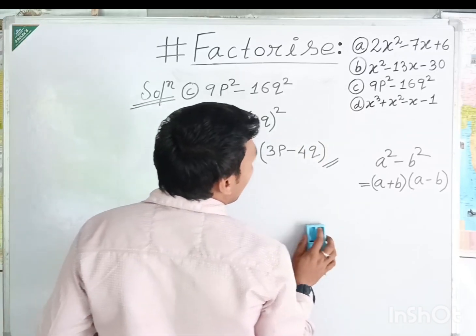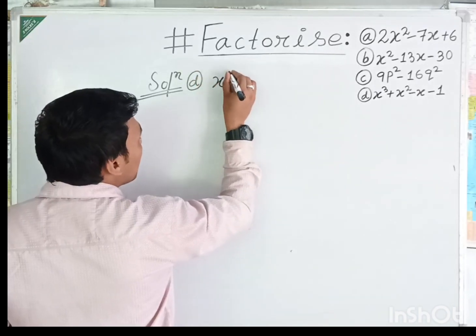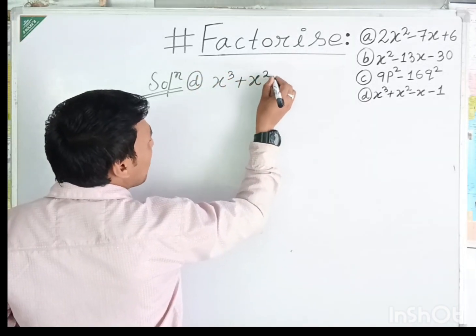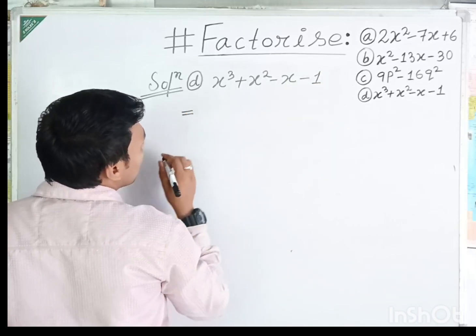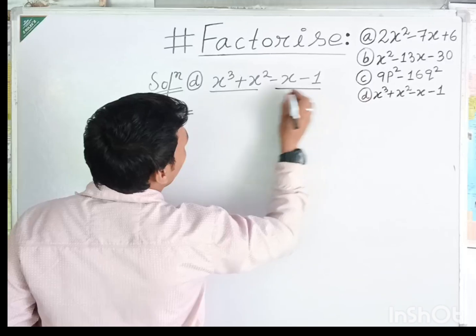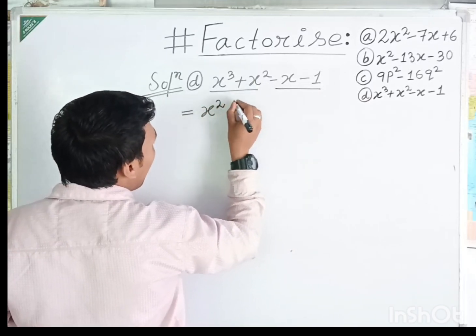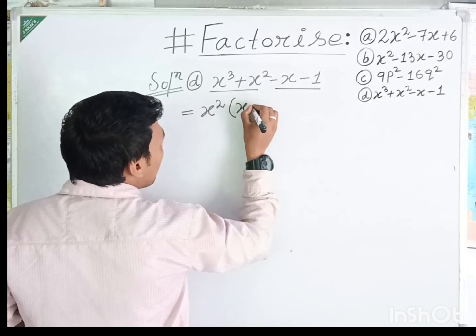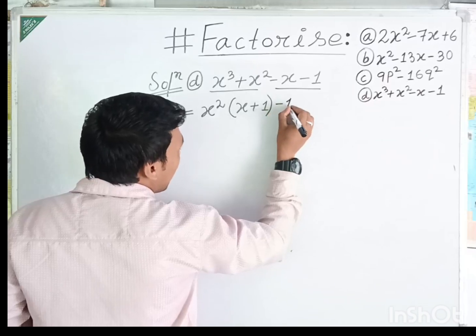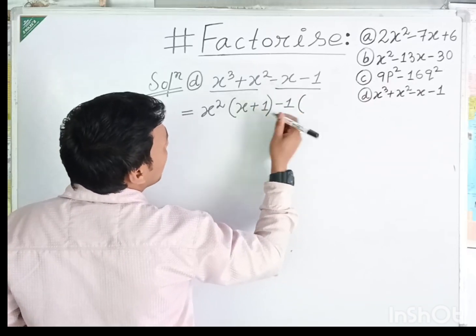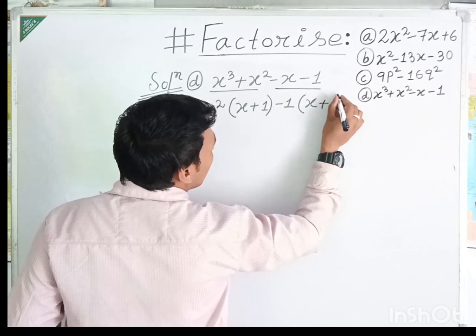Now we'll do question number D. In question number D, we have x cube plus x square minus x minus 1. So here, just take common from these two terms and from these two terms. So what is common? X square is common. So if I take x square common, then x plus 1. And from these 2, I can take minus 1 common. If I take minus 1 common, then left x, and this minus will change into plus 1.